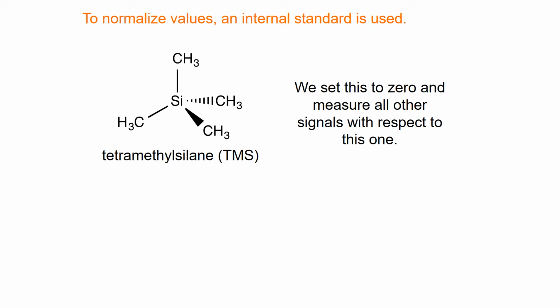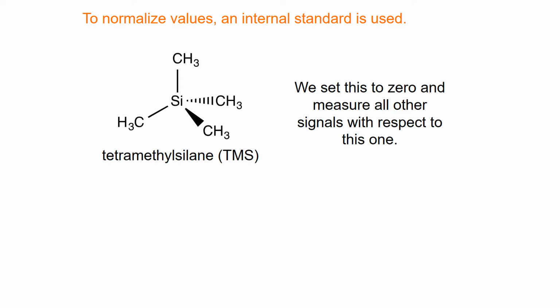But if we were to give the data in megahertz, and then we went to another instrument with a different size magnet, you wouldn't be able to compare the numbers, because remember, there's a relationship between magnetic field strength and the frequency. So you have to have a way to normalize the data so that you can compare it from one instrument to another. And we use an internal standard for this.